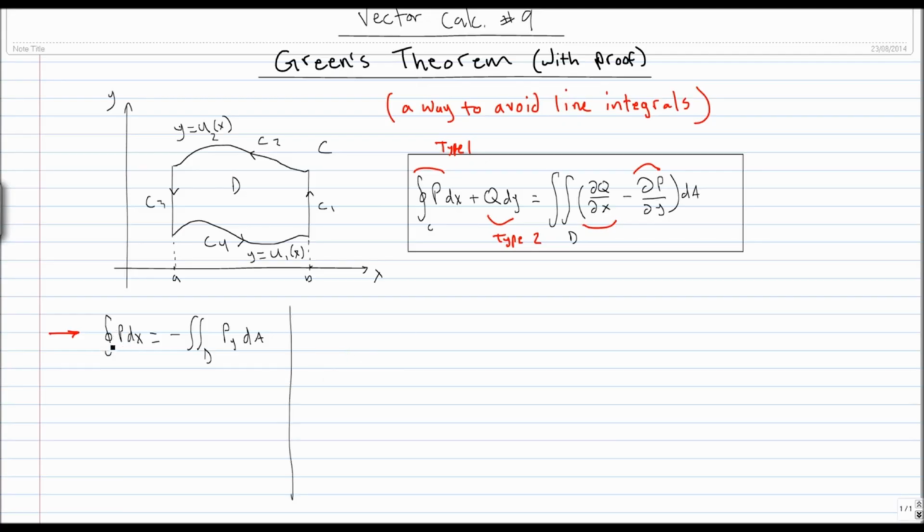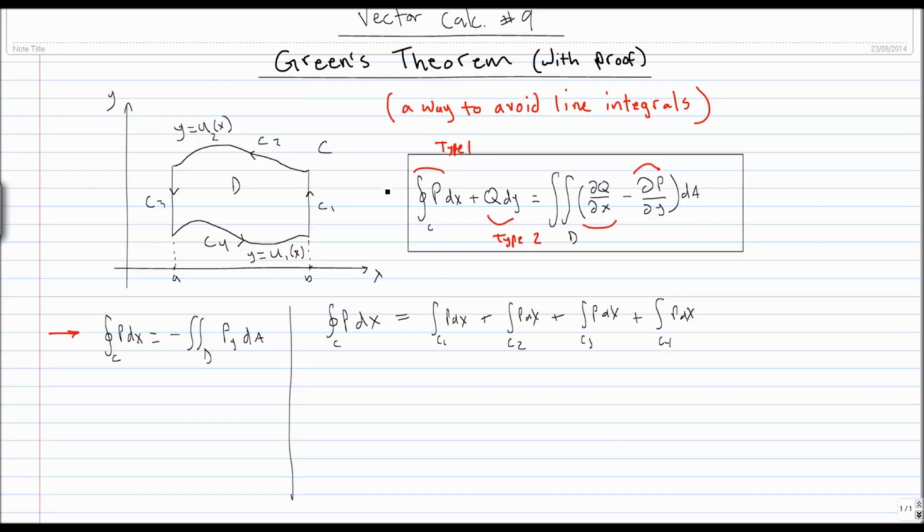Let me work on the left-hand side of this equation first. What would the closed loop line integral around C be equal to? Well, it would be equal to the line integral on C1 of p dx plus the line integral on C2, the line integral on C3 plus the line integral on C4.